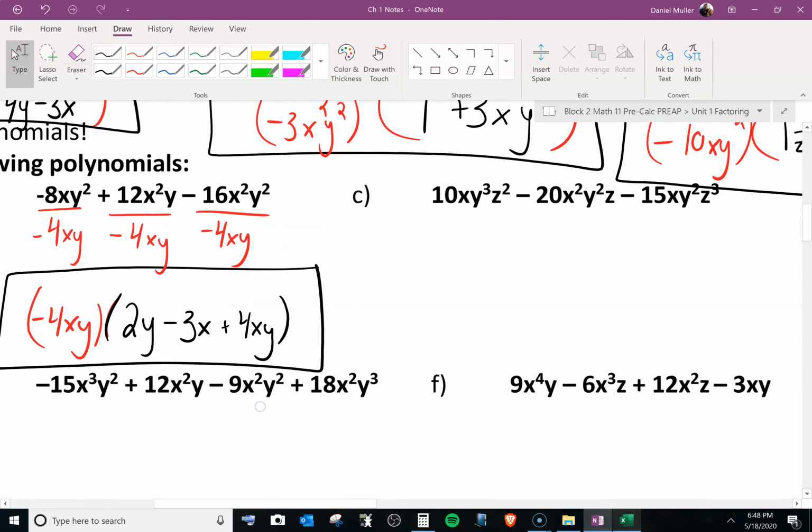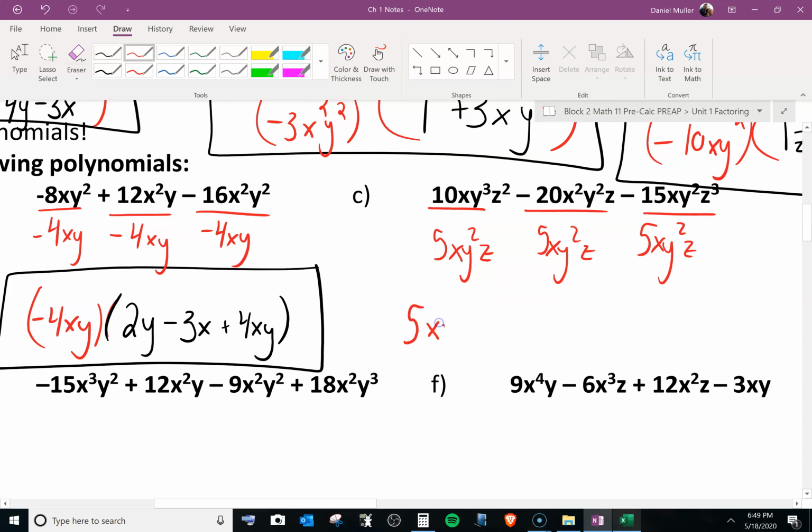Let's take a look. These can all be divided by 5. And x squared, x, x is the smallest of all of them, so we can take that out of all of them for sure. Y cubed, y squared, so you can definitely take a y squared out. That's the smallest of all of them. Z squared, z cubed, so z is the smallest of all of them. So we can take out a 5x, y squared, and a z, which is a little bit extreme here.